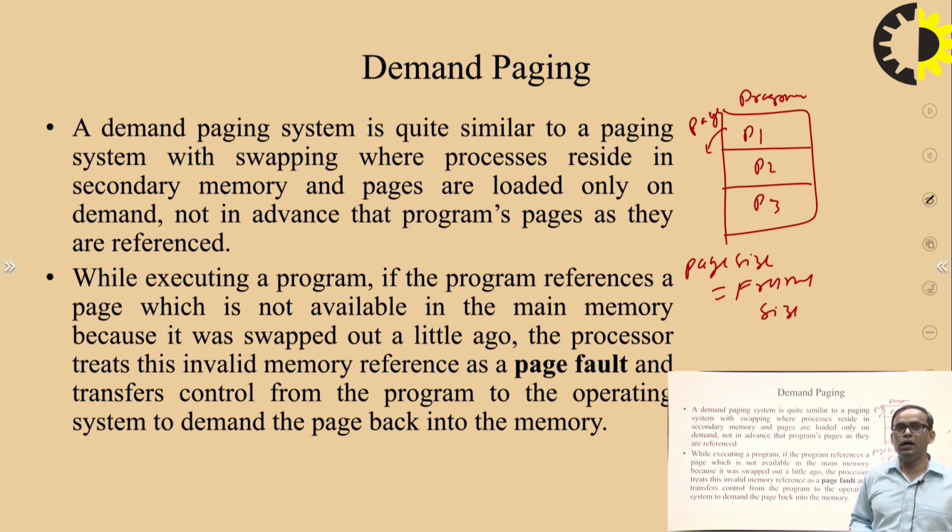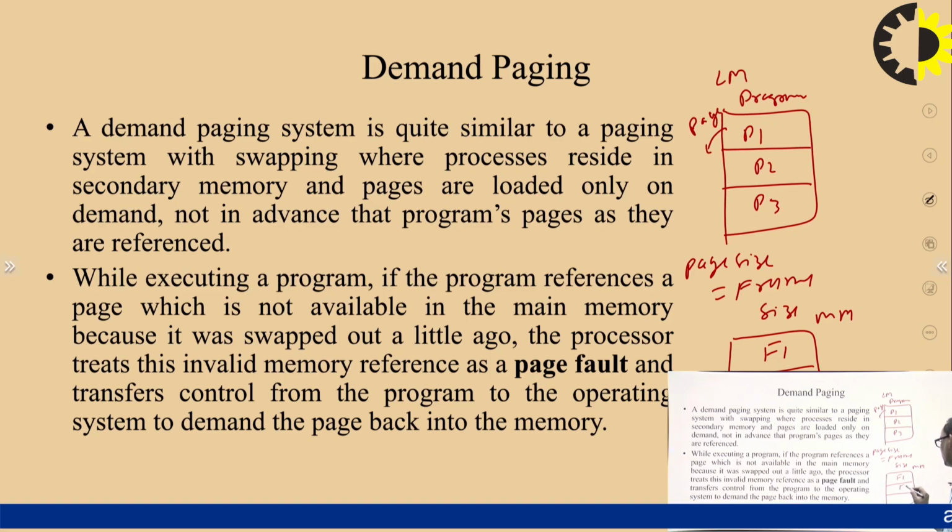So, this is paging. Suppose this is our logical memory, our program, with 3 pages, and suppose this is our main memory, and the partitions of main memory are again 3. This is frame 1, this is frame 2, and this is frame 3. Now, we will load page 1, page 2, page 3 into these frames. So, one method is that we will load all the pages initially in the memory. So, this is normal paging.